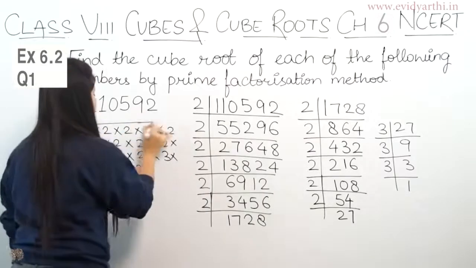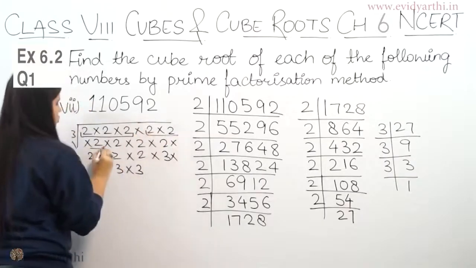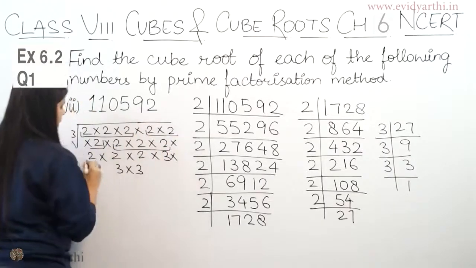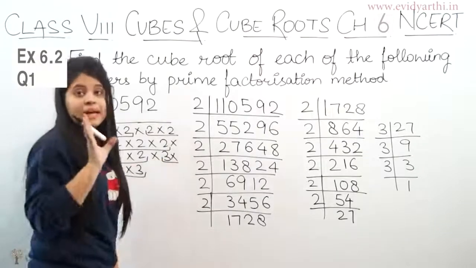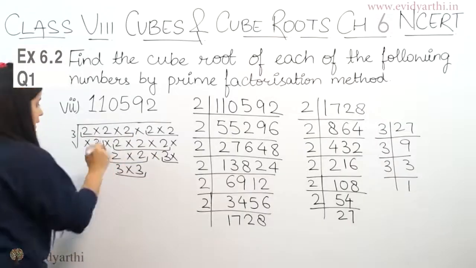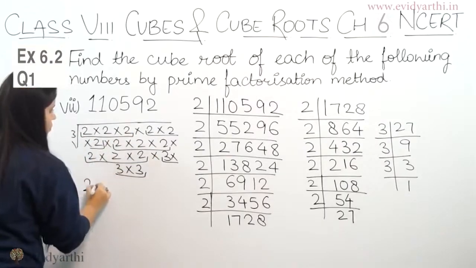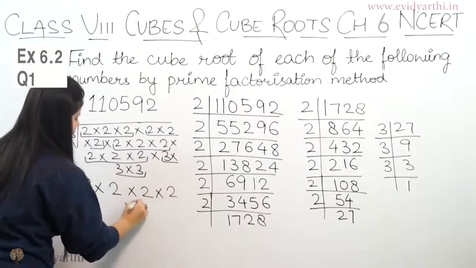Now let's form the pairs. So 1, 2, 3, 4 and 5. So यहाँ पे total 5 triplets बने हैं. So सब triplet में से एक number ले लेंगे. This will come as 2, 2, 2, 2 and 3.